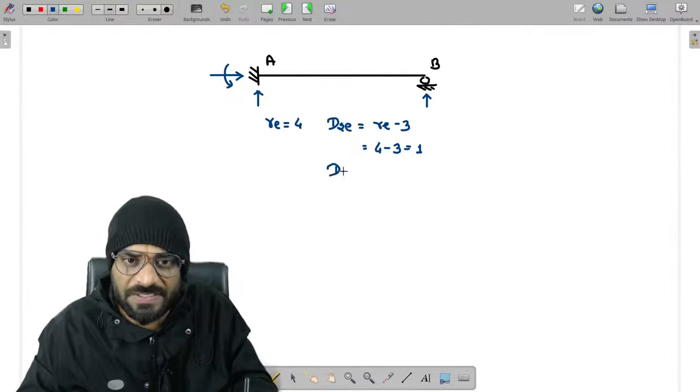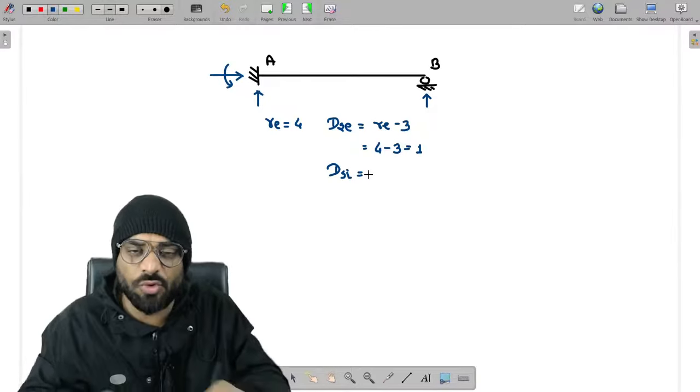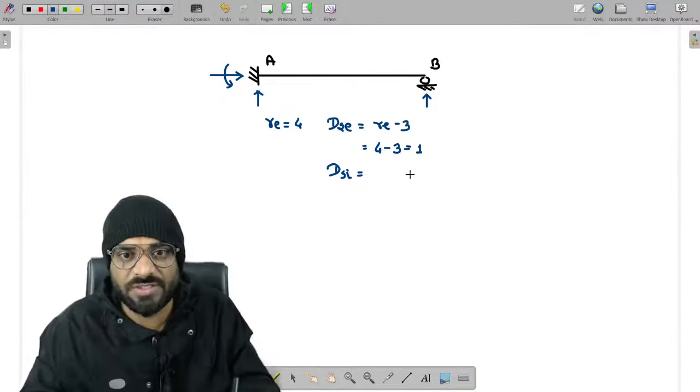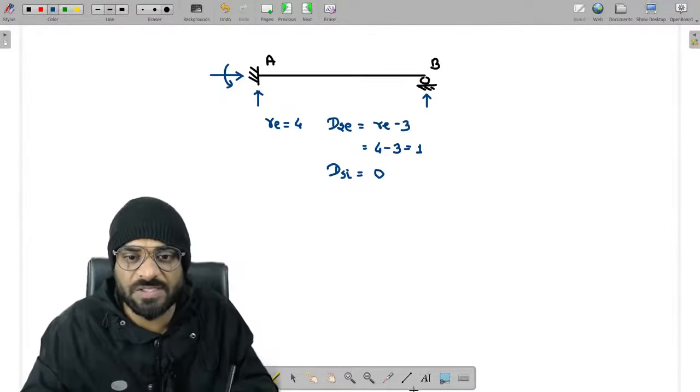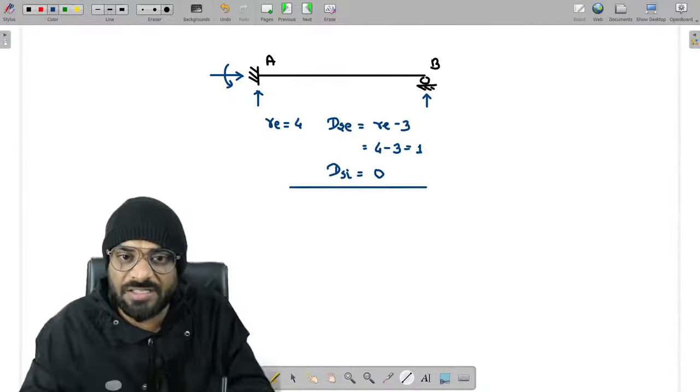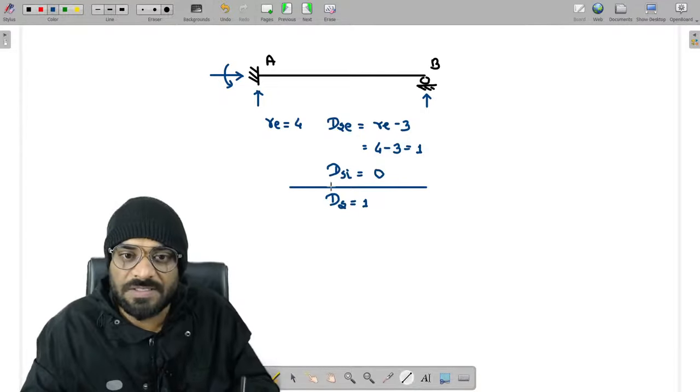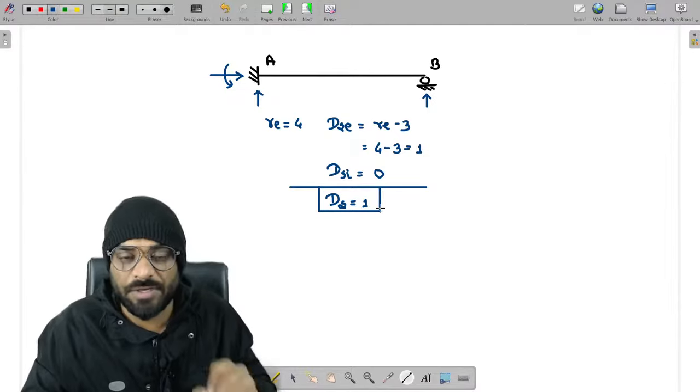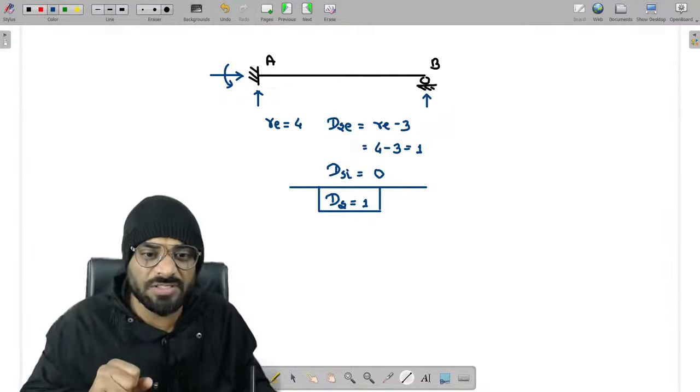But what about DSI? We know that this is an open structure. It is not a closed structure. There is no closed loop. We can write DSI is equal to 0. So ultimately, this structure will have ds is equal to 1. Getting the point? That means the total static indeterminacy is equal to 1. So how many compatibility equations are required?